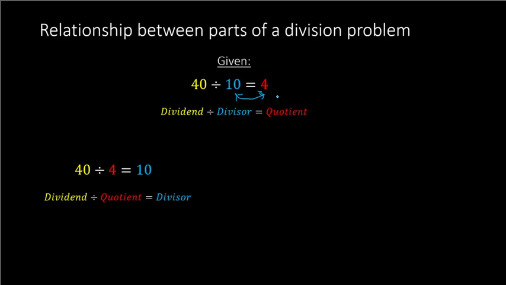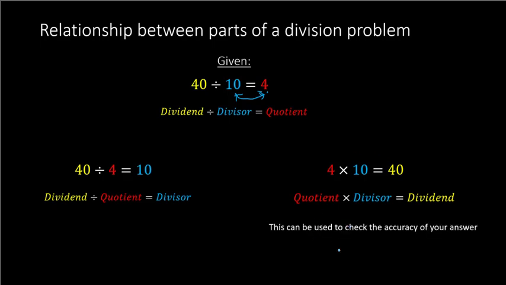Now the other thing we can do is we can take the quotient and multiply by the divisor. If we take 4 times 10, that's going to equal your dividend of 40. So we can rearrange this and create a multiplication problem where we have 4 times 10 equals 40. So the quotient times the divisor will always equal the dividend. And this relationship is going to be used to check the accuracy of your answer. You can do it for a small division problem like this, or you can use it for more complicated division problems that we'll learn in the future.